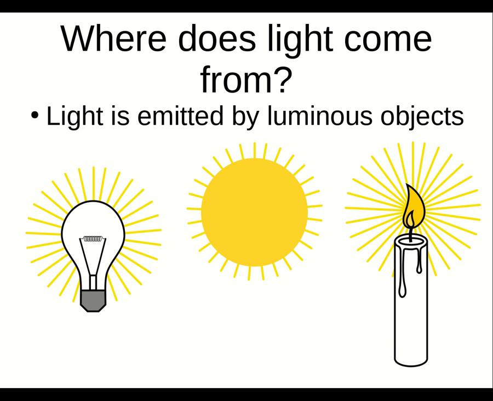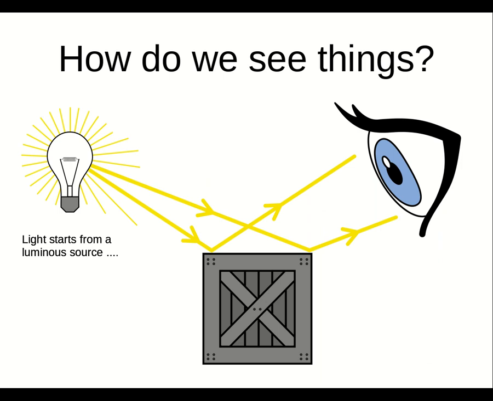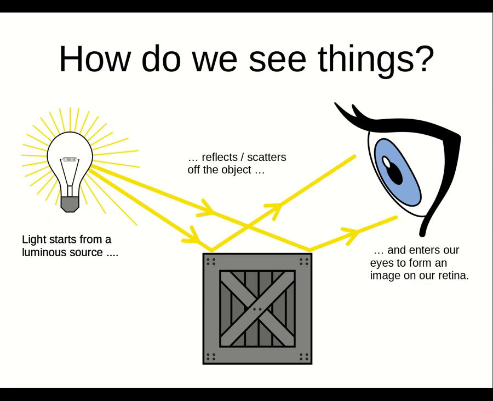So how do we see things? Well, this diagram illustrates the point. Light starts from a luminous source and then it reflects or scatters from the object we're trying to look at and then enters our eyes, and the lens in our eye focuses the light to create an image on our retina. We're going to learn more about lenses in a future lesson.